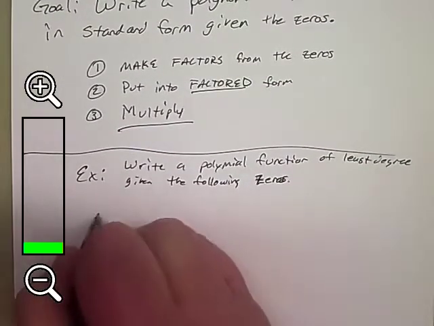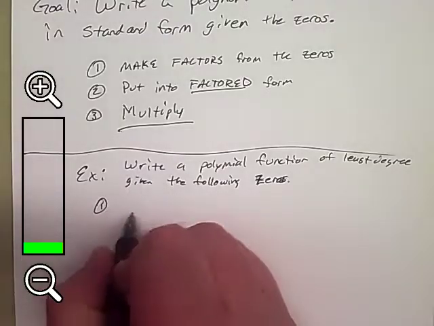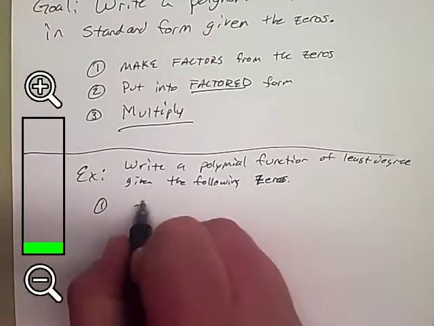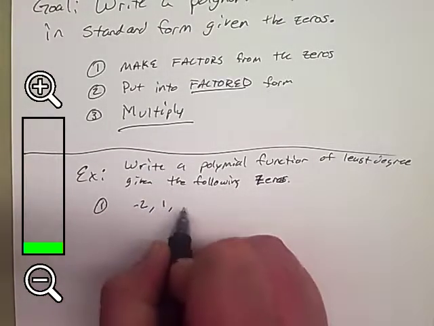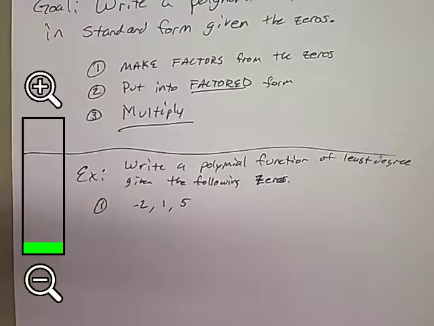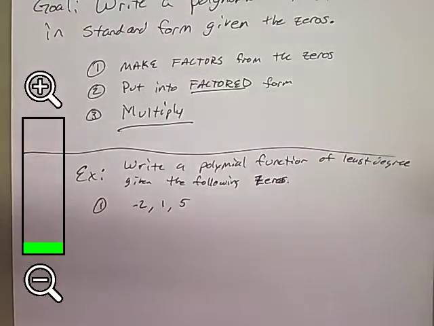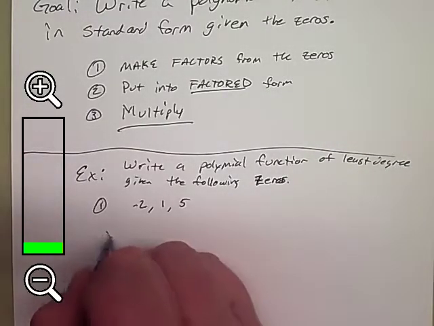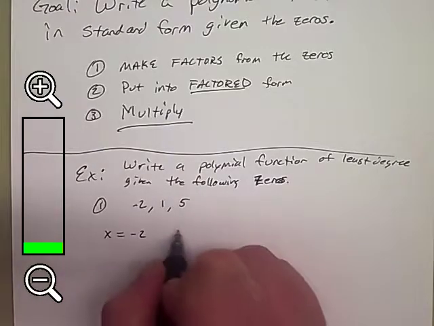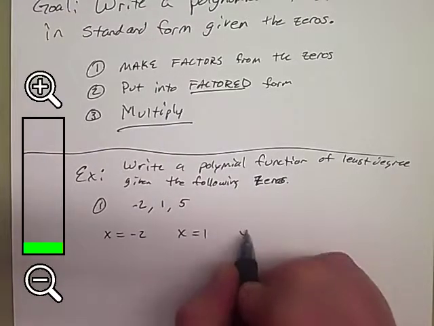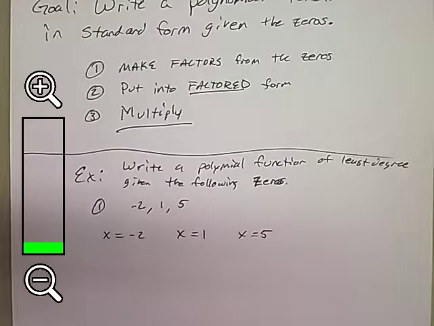So, our first example. They give us the zeros. They're going to say something like -2, 1, and 5. Okay? All right, so there's 3 zeros, which means that the degree of this polynomial will end up being 3. So the way I like to do this, we're going to make factors out of the zeros. I'm going to start off and say x equals -2, x equals 1, and x equals 5.